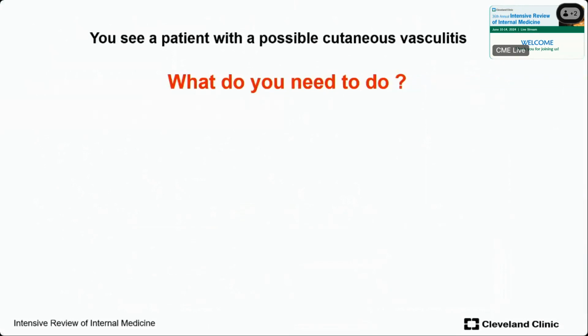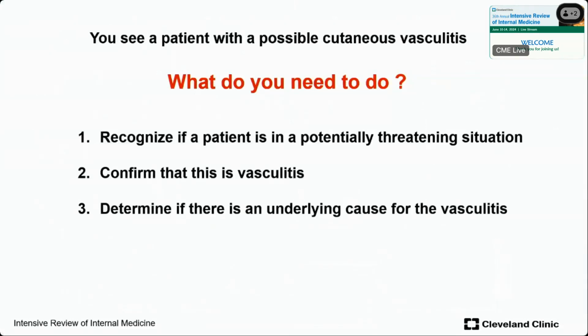What is it that you need to do? You need to recognize if a patient is in a potentially threatening situation, as was illustrated in the case. We want to confirm that this is vasculitis, and then to determine if there is an underlying cause for the vasculitis. So how do you do this?